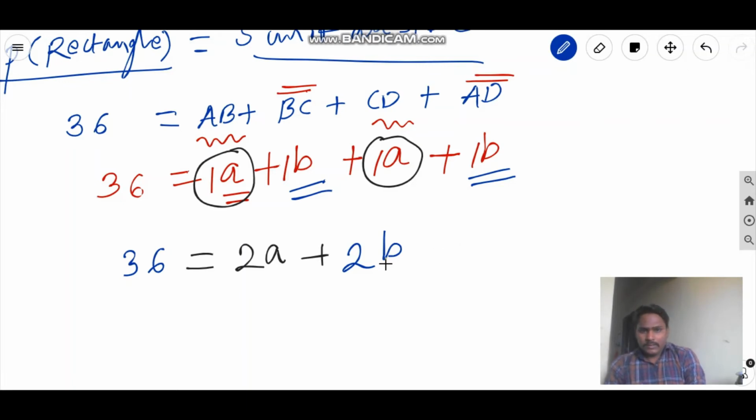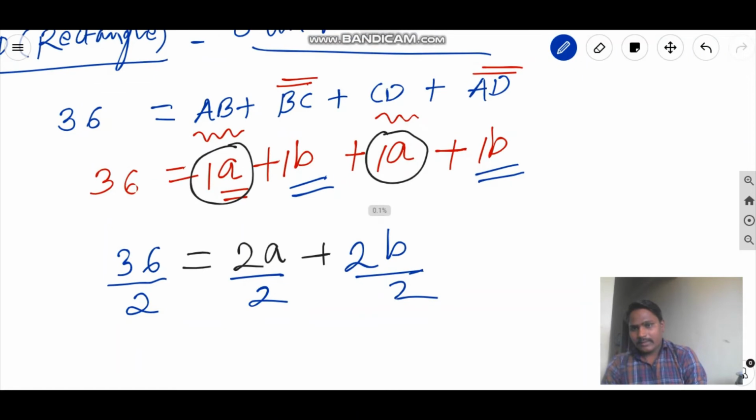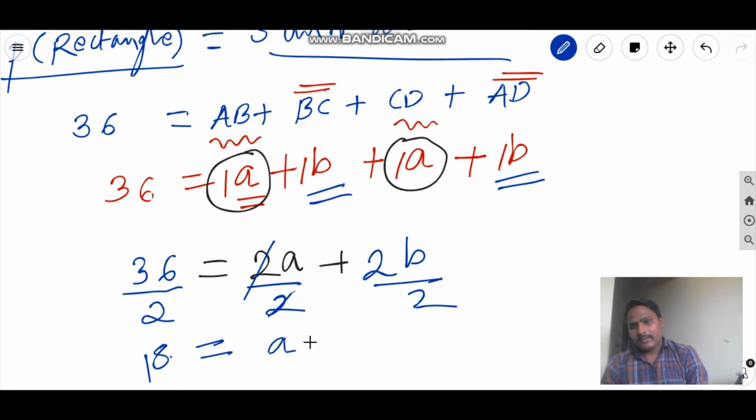Now, by observing we see that all the numbers are divisible by 2. 36 is divisible by 2, 2a is divisible by 2, and 2b is divisible by 2. So everywhere I will divide by 2. Each number of this equation I will divide by 2. Now this will give 36 divided by 2 equals 18, and 2a, this 2 and this 2 get cancelled, it is a, plus this 2 and this 2 get cancelled, and this b as it is.